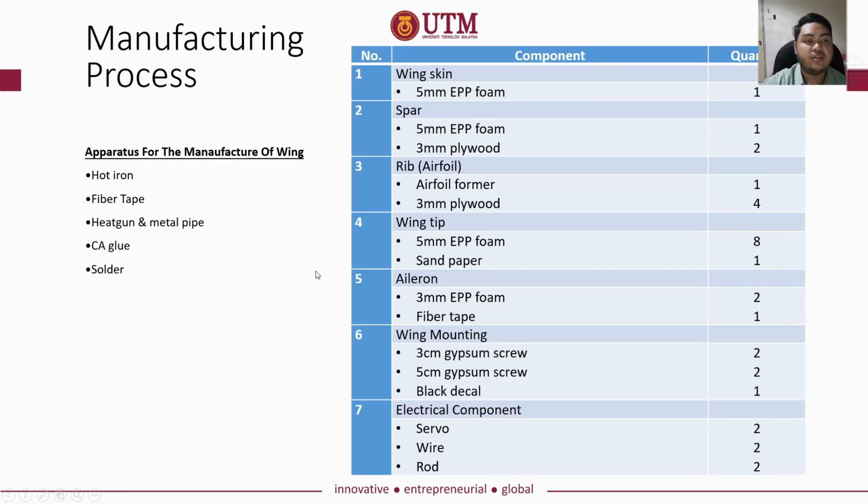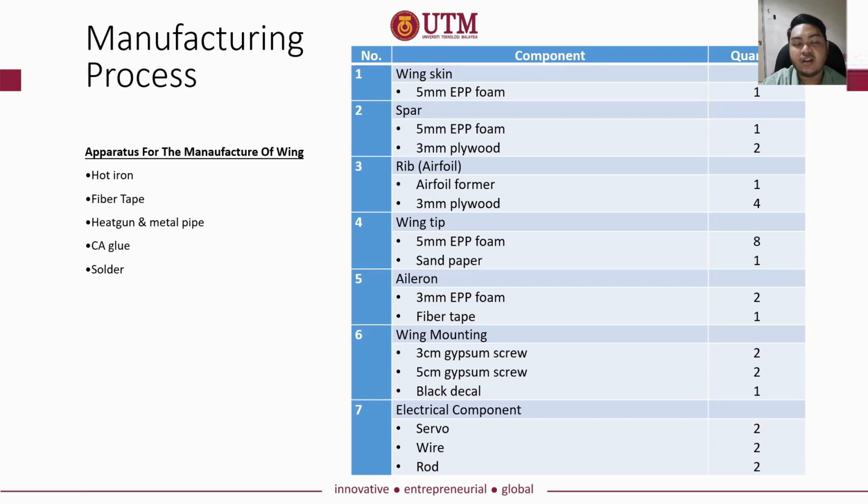Now we will go through the manufacturing process of the wing. The apparatus for the manufacturing process of the wing are hot iron, fiber tape, heat gun, metal pipe, CA glue and also solder. For the wing skin component, we are using 5mm EPP foam. We cut the 5mm EPP foam according to the wing size, and then we fold the EPP foam to get the airfoil shape of the wing.